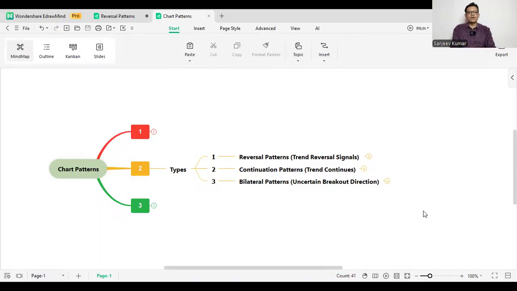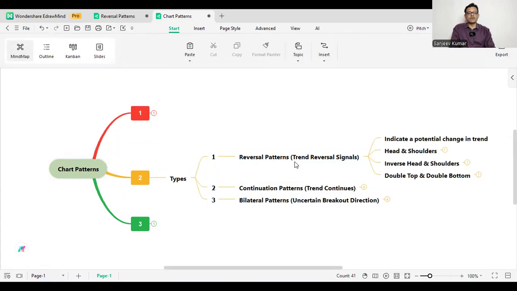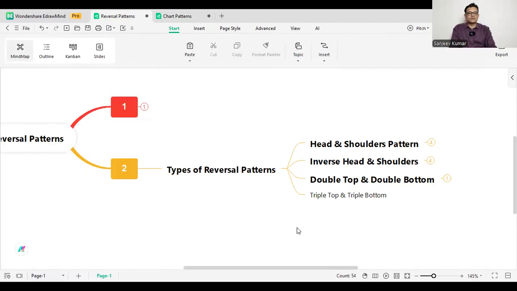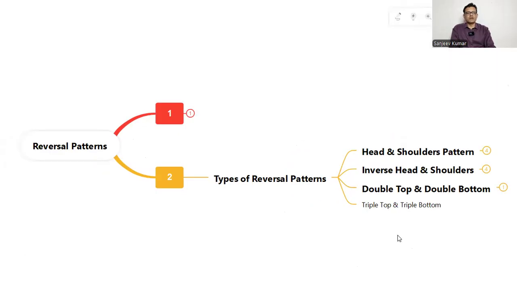Actually, I have already shared 2 or 3 videos for chart pattern. In the first video, I discussed 3 types of chart pattern. One is reversal pattern, second is continuation patterns, and third is bilateral patterns. After that, in the second video, I discussed reversal patterns, and in that video, I discussed head and shoulders. After that, I shared inverse head and shoulder. Today, I am going to discuss double top and double bottom. Now, this is the slide for double top, double bottom.